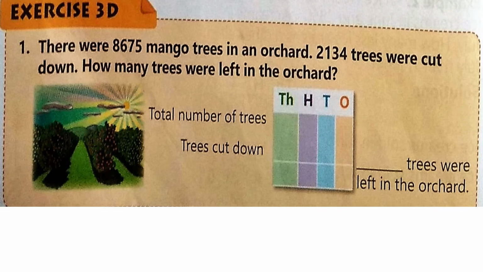So first we have to write the total number of trees. So total number of trees is 8,675, and how many trees are cut down? 2,134. Now what we have to do? Left. That means we have to do subtraction. So 5 minus 4, 1. 7 minus 3, 4. 6 minus 1, 5. And 8 minus 2, 6. That means 6,541 trees left in the orchard. Got it? Now, next.